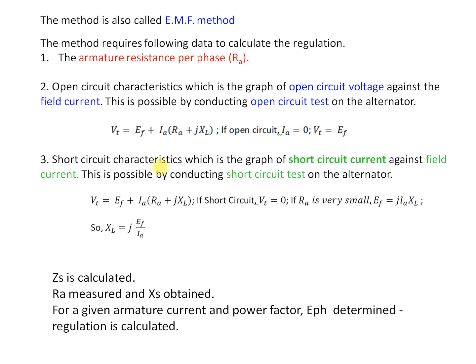But this method will not take care of the armature reaction which is actually there in the machine. So this method will have some disadvantages, and we will be seeing them one by one. So what do you mean by open circuit characteristics?